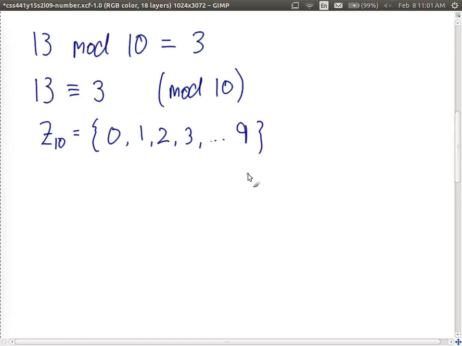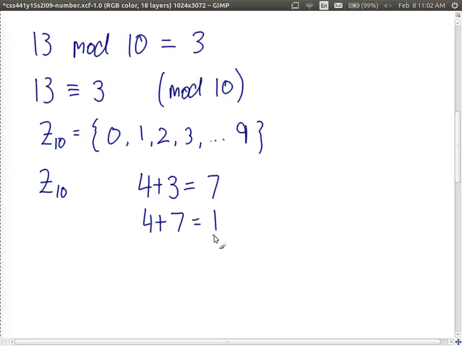So let's do some addition. And in these examples, we'll do everything in Z10. Everything's mod 10. I'm not going to write the mod 10. Right? So some examples. Addition. What's 4 plus 3? Easy. 4 plus 7. Not 11. 11 mod 10. All right, so everything's mod 10.